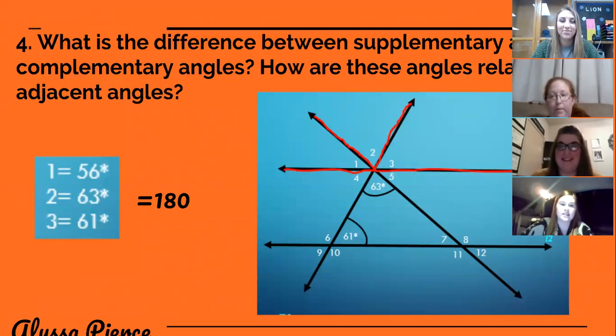Hey, Alyssa, what is the difference between supplementary and complementary angles, and how are these angles related to adjacent angles? Awesome question. Supplementary angles occur when you add angles together to equal 180 degrees, and complementary angles occur when you add angles together to equal 90 degrees. An adjacent angle occurs when you have 2 angles that share a side but do not overlap interiorly. In problem 1, we saw many supplementary angles as well as adjacent angles, but there weren't any complementary angles in this problem. As you see, I drew red lines right here to show you what an adjacent angle is. They never overlap interiorly.